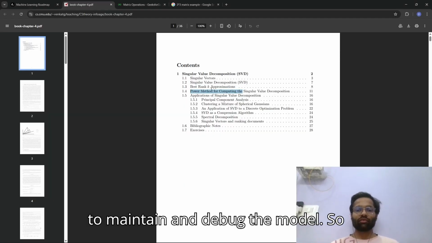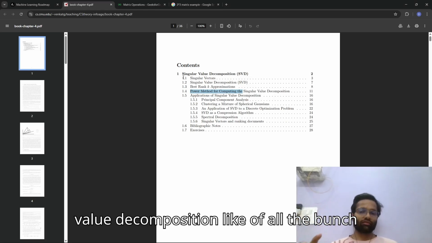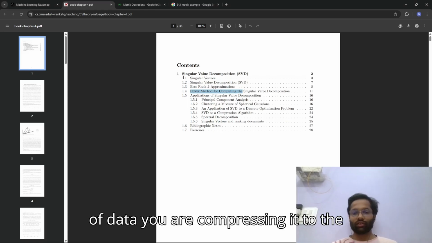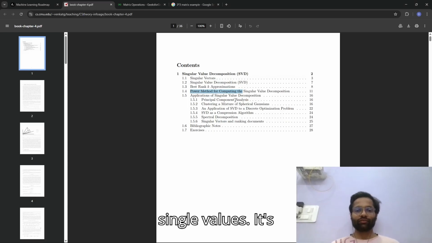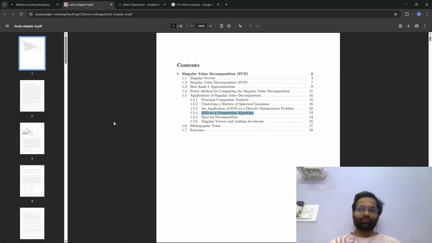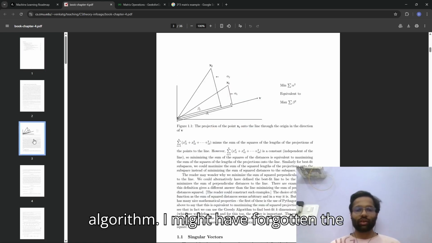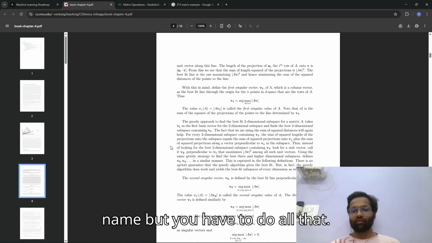So that's where the principle of singular value decomposition comes in: of all the bunch of data, you are compressing it to the singular values. It uses different factors, PCA, and something where you draw the curve. Okay, some algorithm I might have forgotten the name of, but yeah, we'll cover all that.